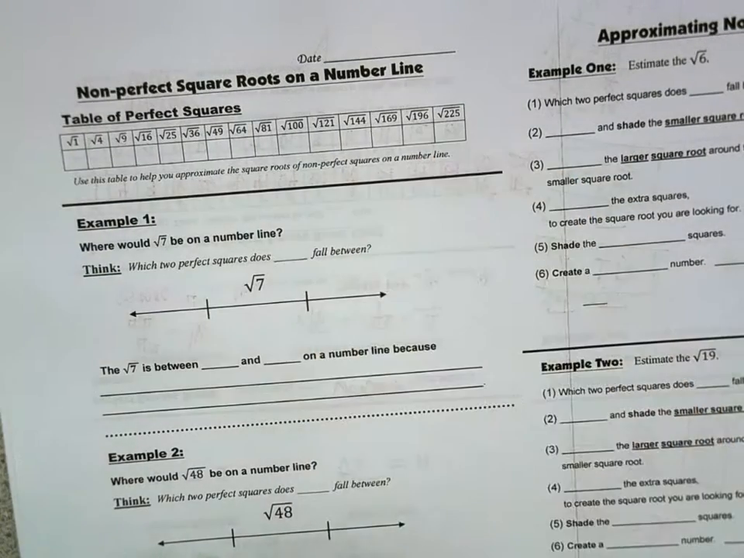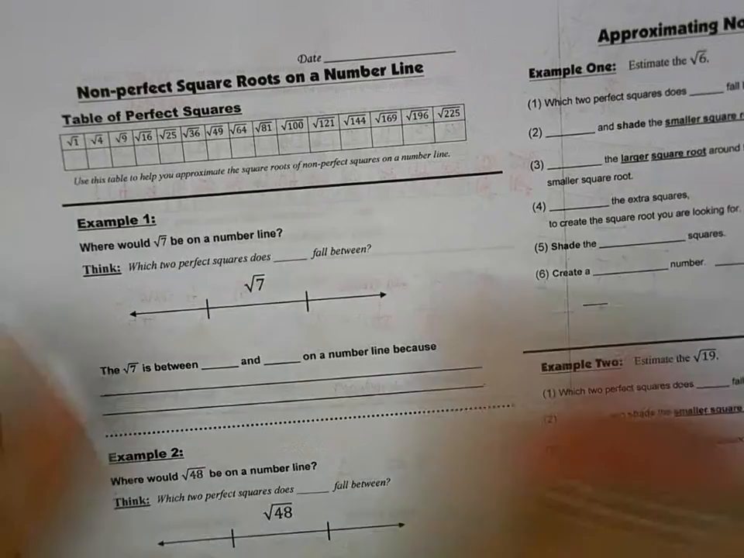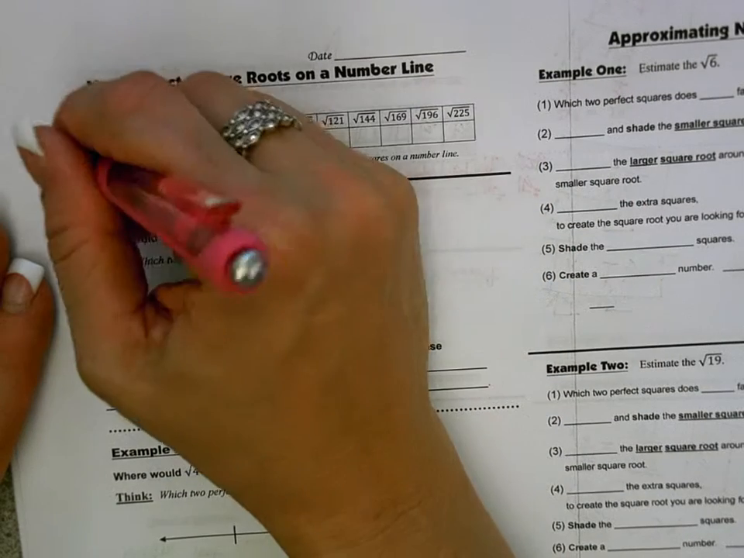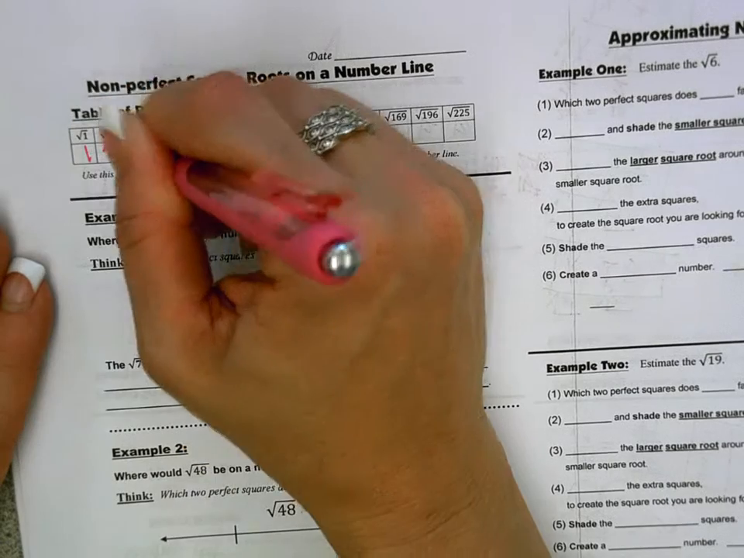Okay, next one. Okay, non-perfect square roots. So that means not perfect radicals. So here, fill in this chart. We've already done it before. Okay, table of perfect squares, the 1 all the way through 10.